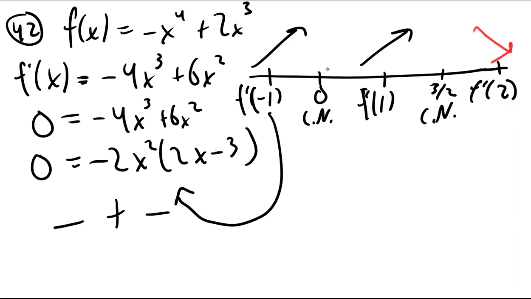I know it's tempting to think that you're going to have relative extrema at every critical number, and that's true 90% of the time or more, but it's not guaranteed. So this going up and going up, I'd say there's not a relative extrema there, but increasing to decreasing, there is a relative extrema when x is 3/2.